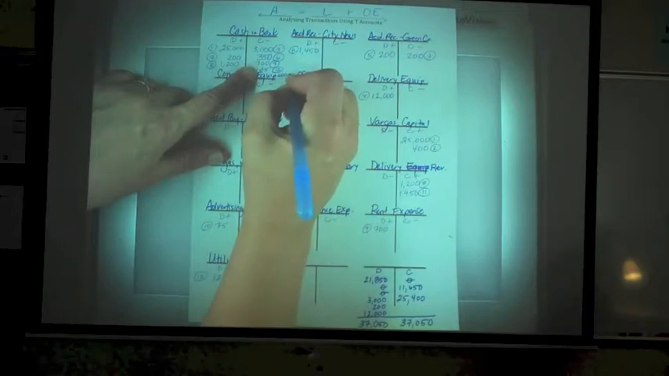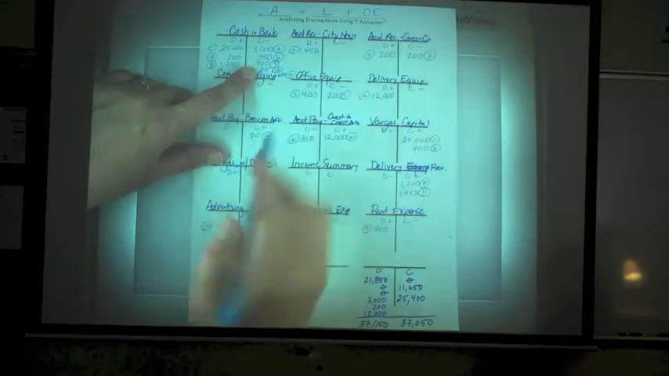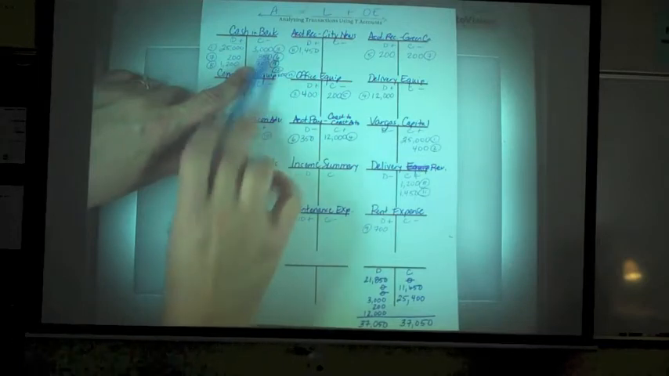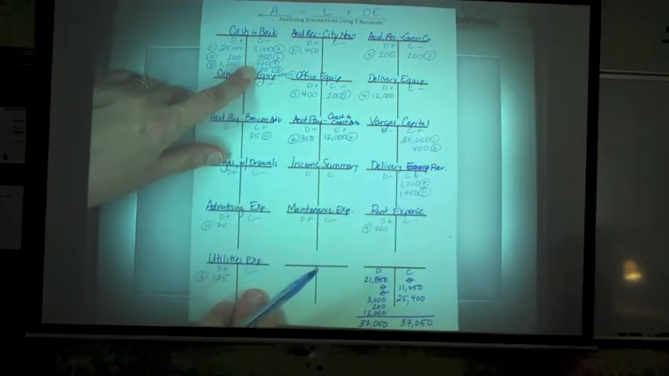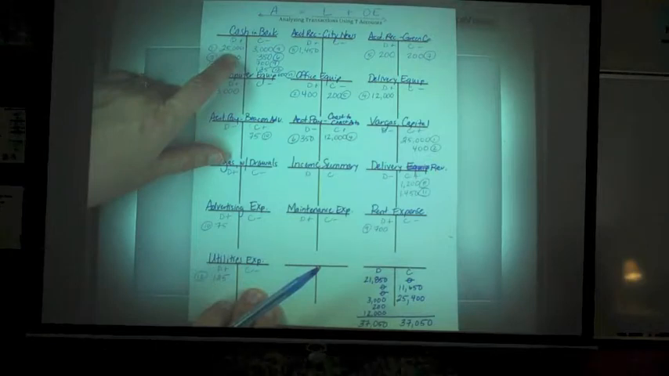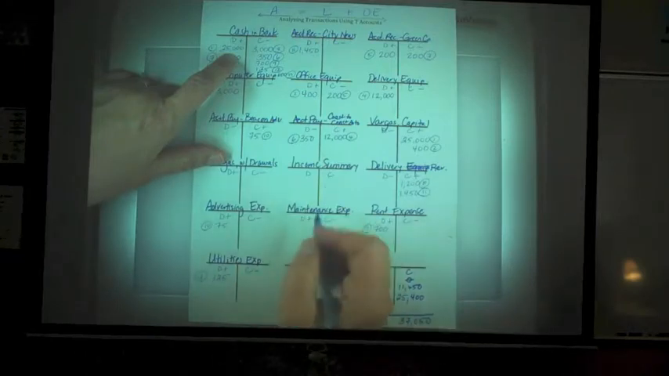I just have to make sure I'm paying attention to this. This is a good reminder that it's a good idea, if you're making T accounts, to make cash a little bit bigger because you spend a lot of cash. And then maintenance expense, we are increasing the amount that we're spending on maintenance by $600.